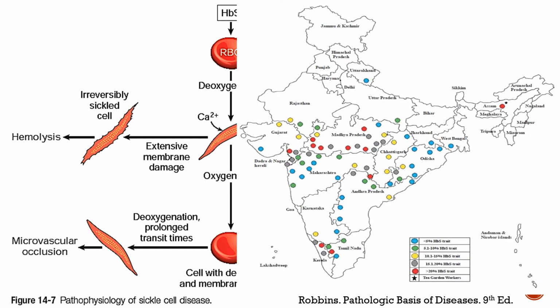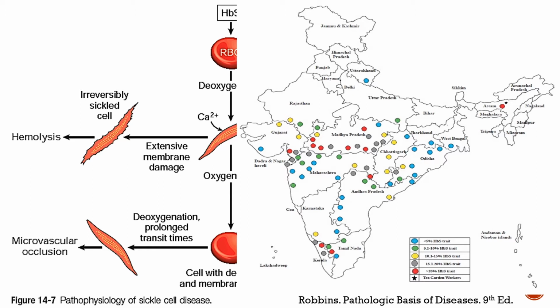Now, where do we find sickle cell anemia patients in India? It's mostly seen in the tribal population. If we see over here, the cases are mostly along the Eastern Ghats and the Western Ghats, and a few patients will be there in the central part of India. It's quite rare in northern India.